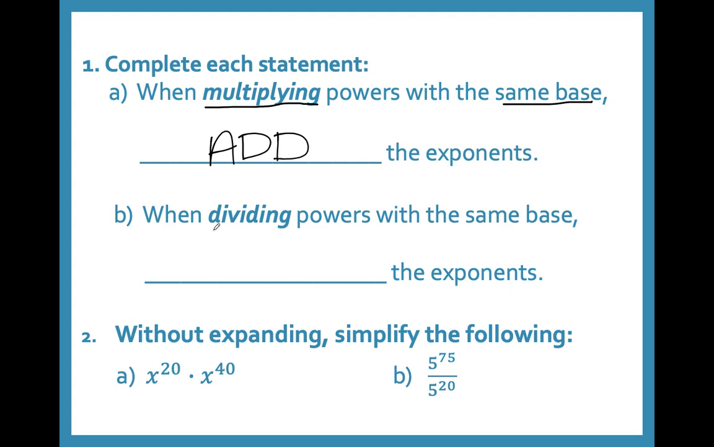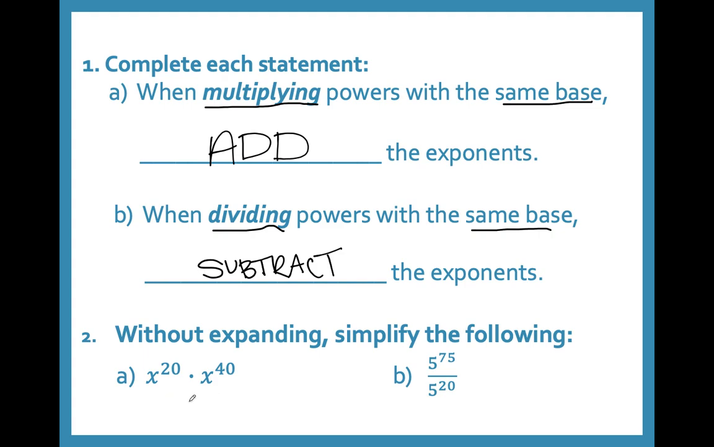So, to recap, when we multiply powers with the same base, we add the exponents, and when we divide powers with the same base, we subtract the exponents. So just a couple quick examples down here at the bottom.